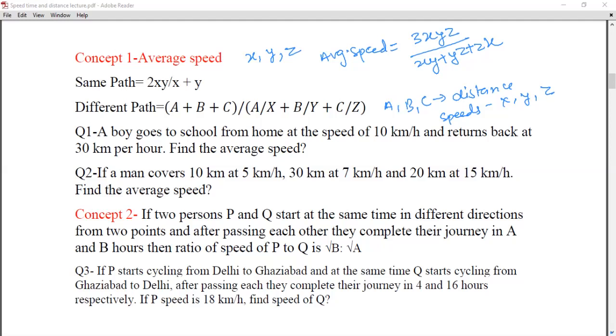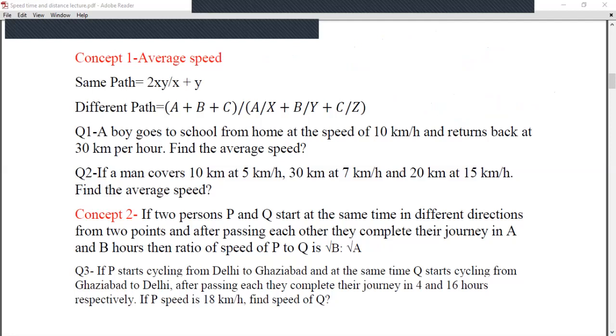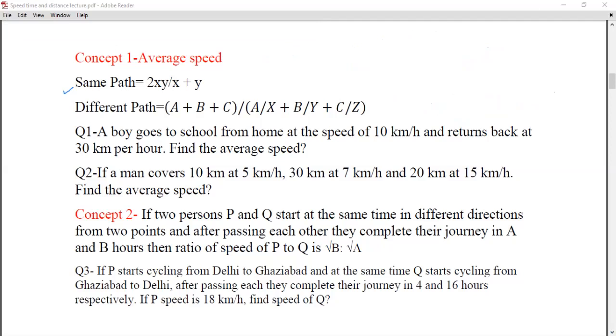Now let's solve some questions. Question number one. A boy goes to school from home at the speed of 10 km per hour and returns back at the speed of 30 km per hour. Find the average speed. As you can see, this is the case of same path, as the boy goes to school from home and returns back on the same path. So in order to find the average speed, the formula we are going to use here is the first one, 2xy over x plus y.